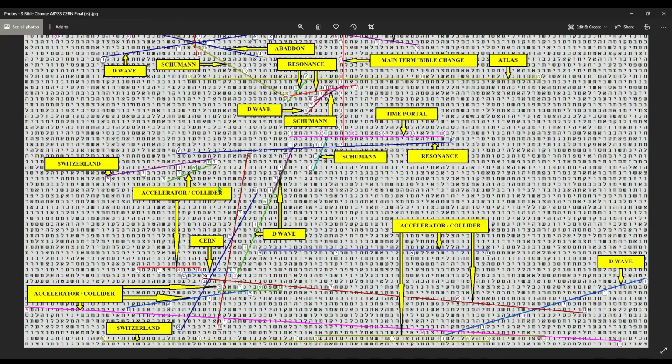And then we have D-Wave computers linked to a lot as well. The purple one here, just a small one across there, then the green moving down, both D-Wave. D-Wave over here in blue as well. And obviously the country Switzerland, where the CERN Large Hadron Collider is, not once but twice here as well.